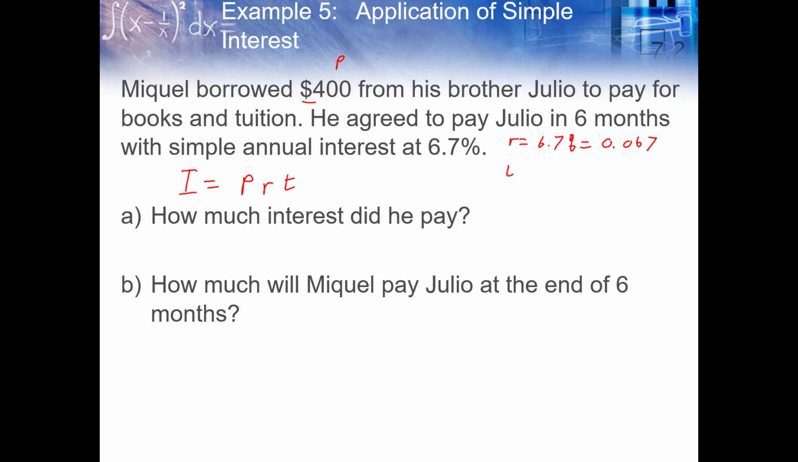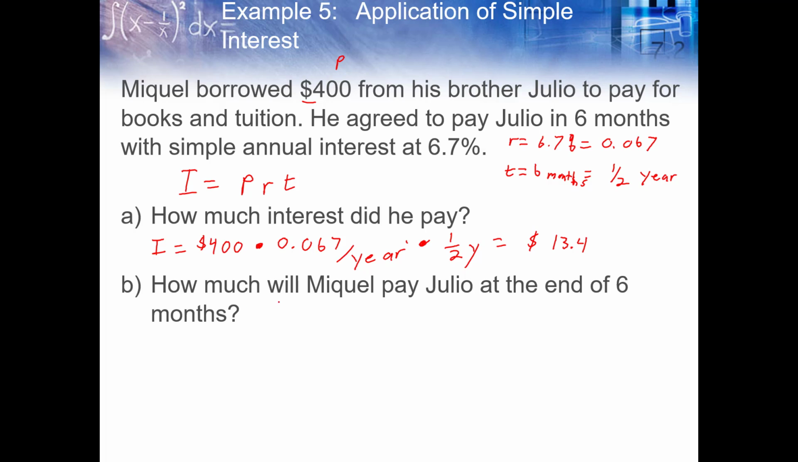And then T is 6 months, but we can't use 6 months. We can only use years. So 6 months is actually equal to 1/2 of a year. Okay, so if we do all these substitutions, we are going to have that I is equal to the principal, which is $400, times the interest rate, which is 0.067 per year, times 1/2 of a year. And if you break out your calculator and punch in those numbers, you will find that the interest that he paid was $13.40.